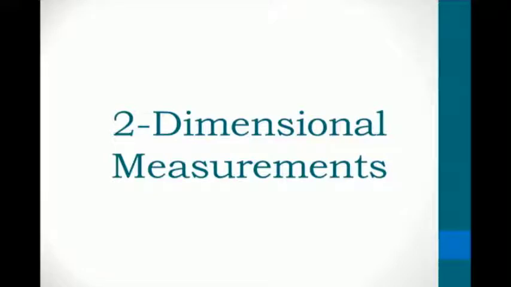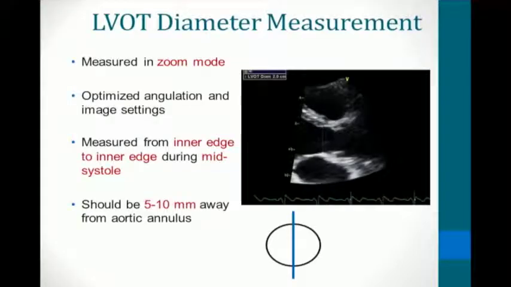First, let's talk about the 2D measurements, in particular the LVOT. The LVOT diameter should be measured in zoom with optimized image settings to clearly define the left ventricular outflow tract. Measure the diameter with inner edge to inner edge technique, and the caliper should be 5 to 10 millimeters below the aortic annulus. Additionally, it may help to do a lateral to medial sweep through the valve to make sure the widest diameter is measured.